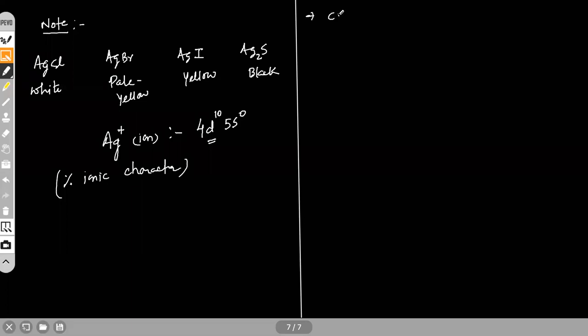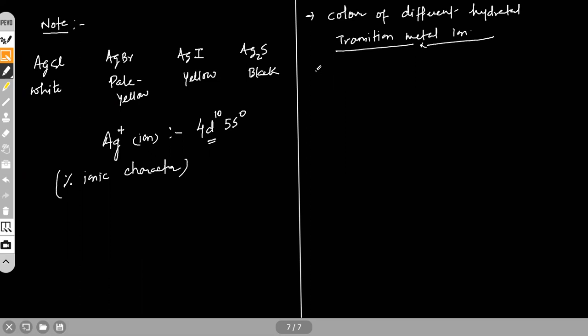Color of different hydrated transition metal ions. First one is green. Green, we have Ni plus 2, Fe plus 2, chromium plus 3, and vanadium plus 2.